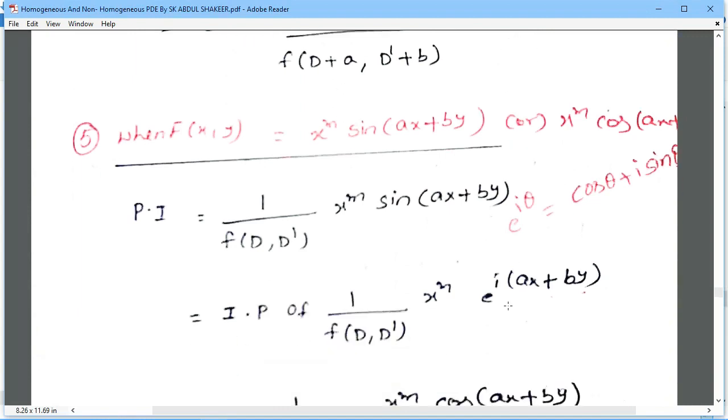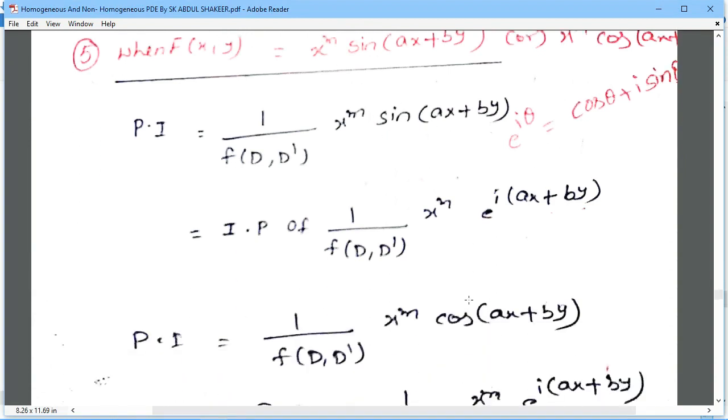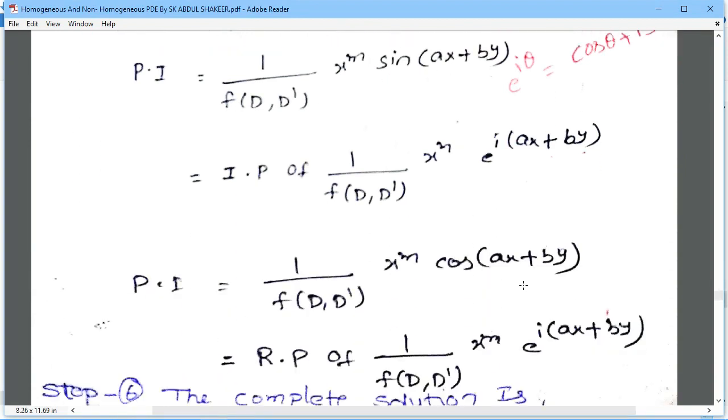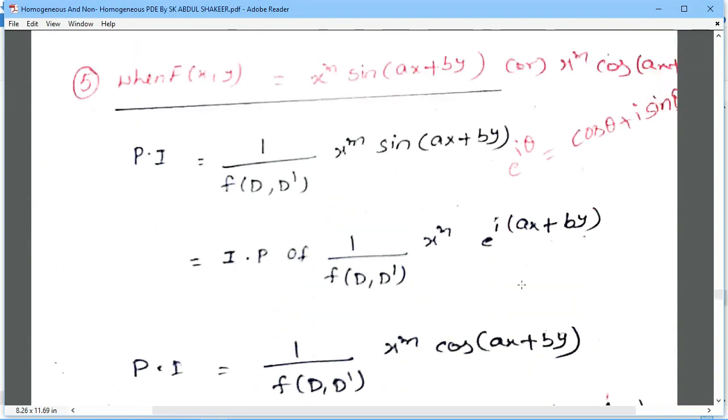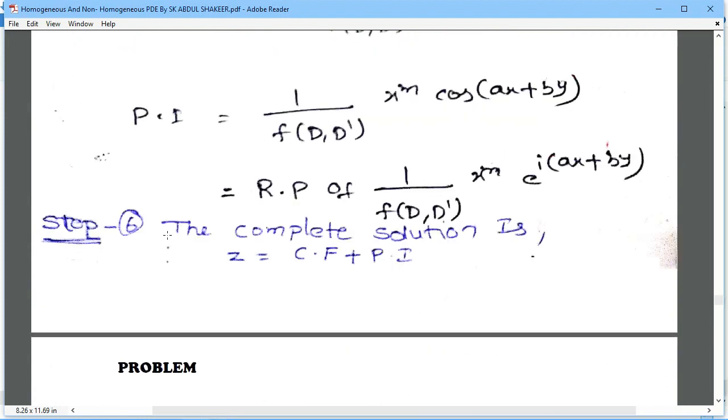That means we just have to take e power i of ax plus by as common, and d is replaced with d plus ia and d dash is replaced with d dash plus ib, and proceed the same as in the second case. Hence the complete solution is z equal to cf plus pi, which is obtained by adding the complementary function and particular integral.